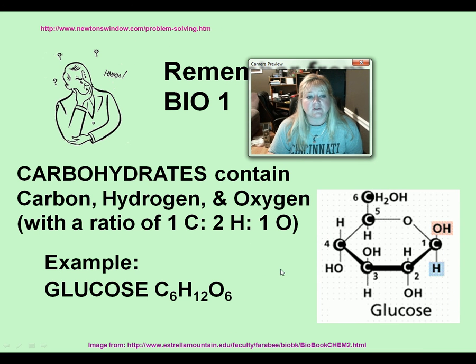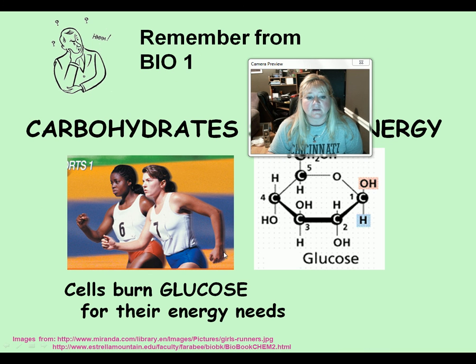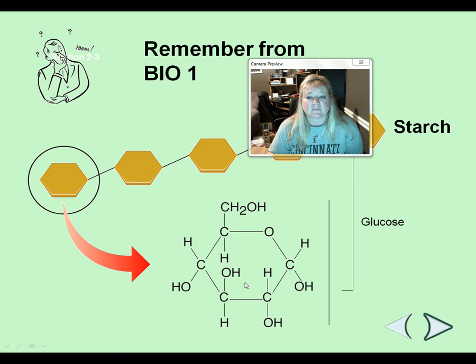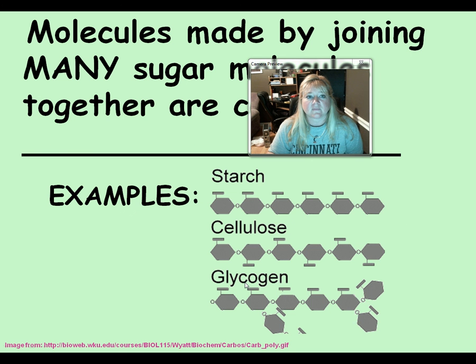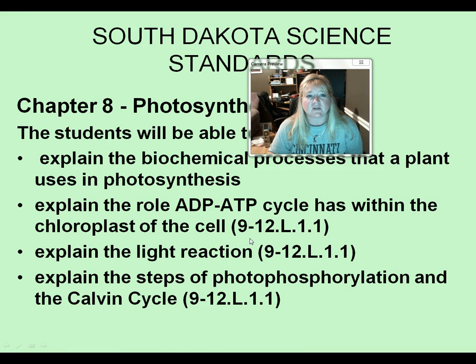All right, glucose again. Glucose and other sugars can all be used to make ATP. Cells burn glucose for their energy needs, but that glucose gets turned into ATP. I think it's really all about glucose, and I think we're going to skip that.